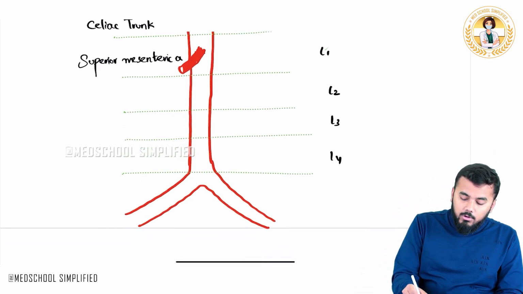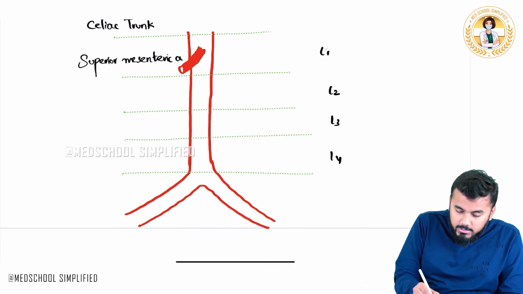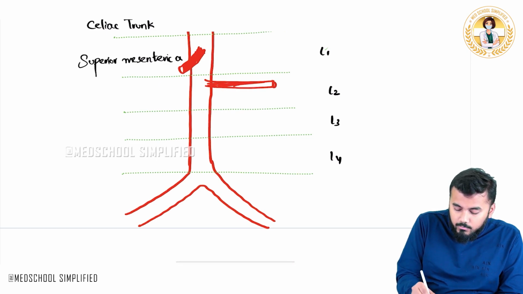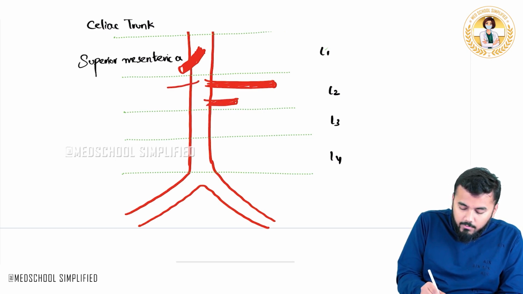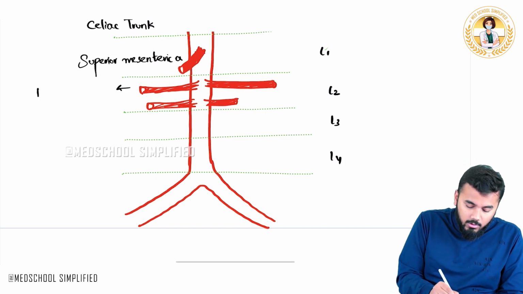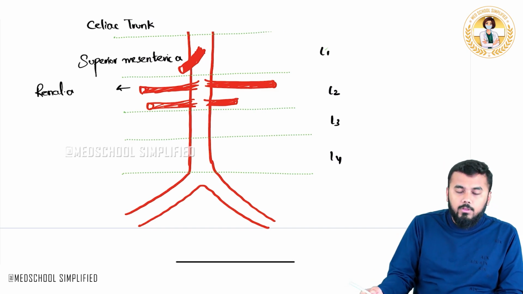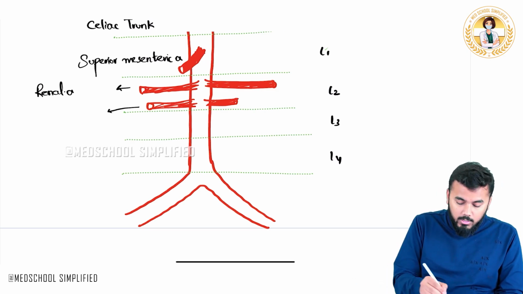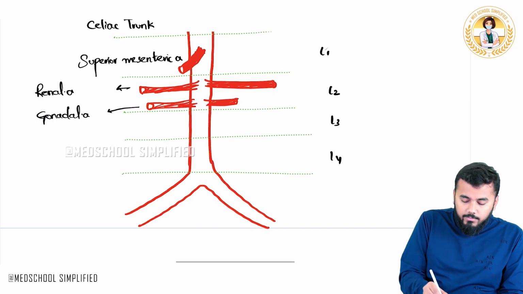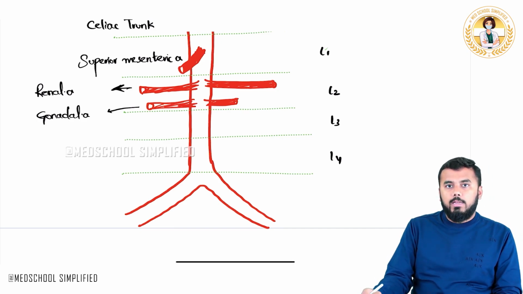And after that we have two more branches, guys. What are these two more branches? At the level of L2 we have two branches like this, and there is another branch in this way. On both the sides we have these two branches. What are these two branches on both the sides? One branch here, you call this the renal artery. And the next branch here, you call it the gonadal artery. So one is the renal artery and the other is the gonadal artery.